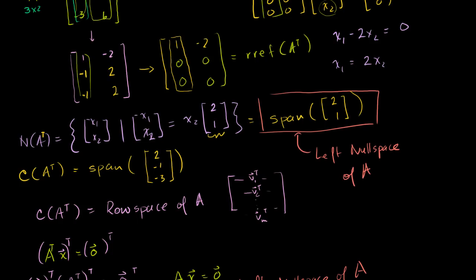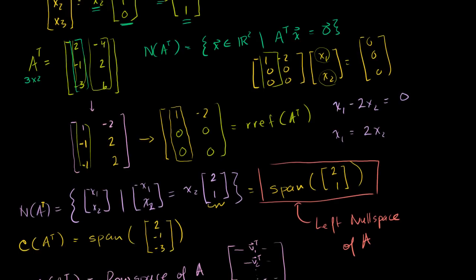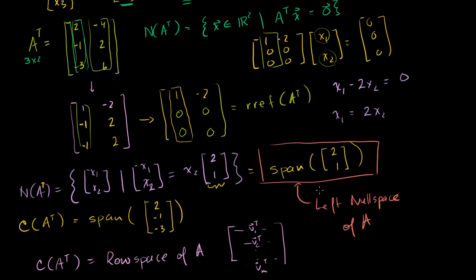Now what was just the regular null space of A? The regular null space of A was essentially a plane in R3. That's the null space of A. The left null space of A is just a line in R2. Very different things.